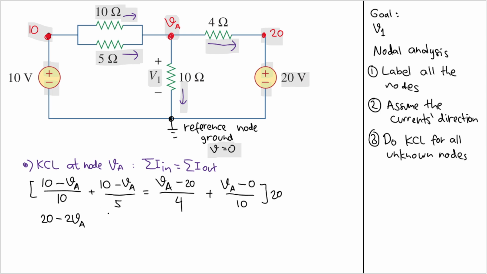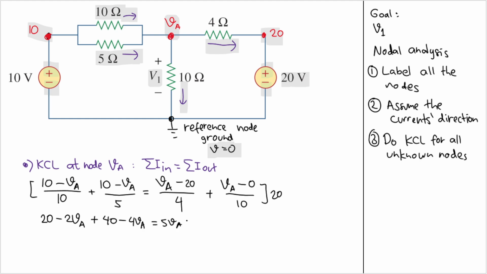Okay, and then let's move on to this term here. So I'll have 5 and 20. That will cancel into 4. So I'll have 4 multiplied by the numerator here. So I'll have 40 minus 4 VA. Good. And now I will have 4 and 20 will cancel into 5. So I will have 5 VA.